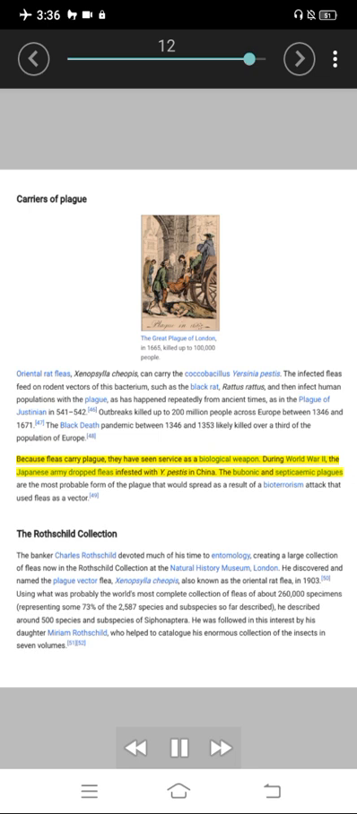During World War II, the Japanese army dropped fleas infested with Y. pestis in China. The bubonic and septicemic plagues are the most probable form of the plague that would spread as a result of a bioterrorism attack that used fleas as a vector.